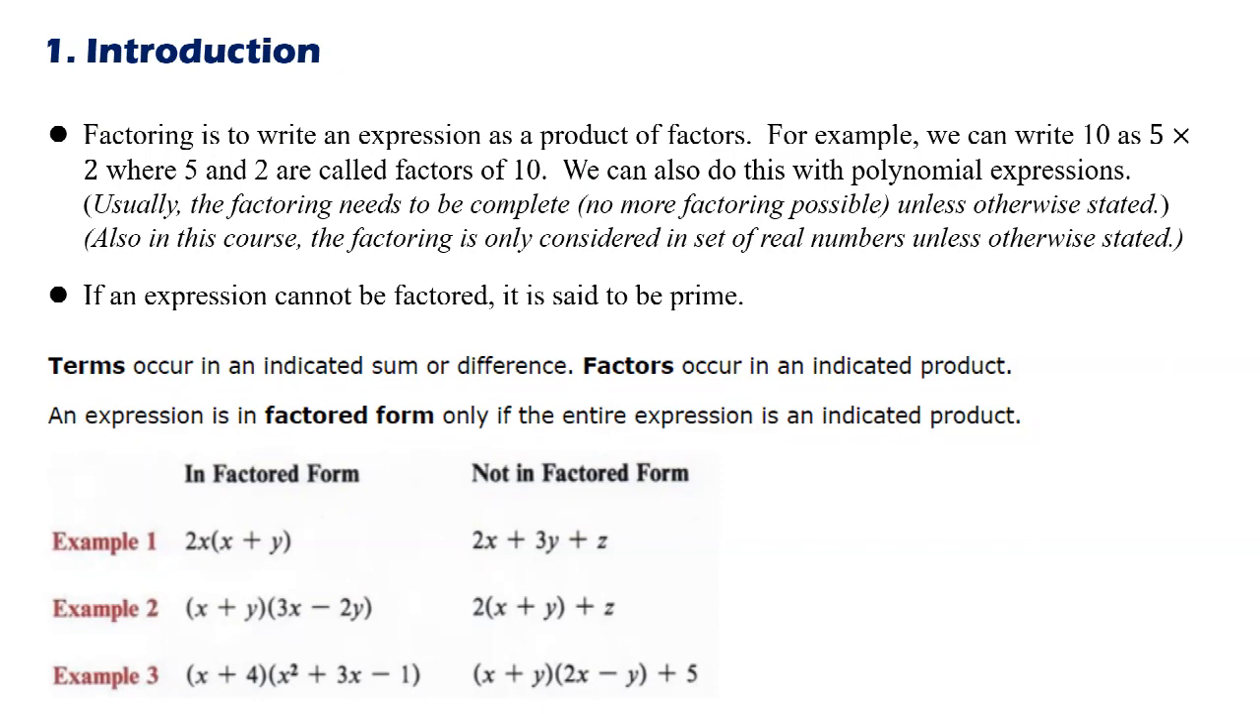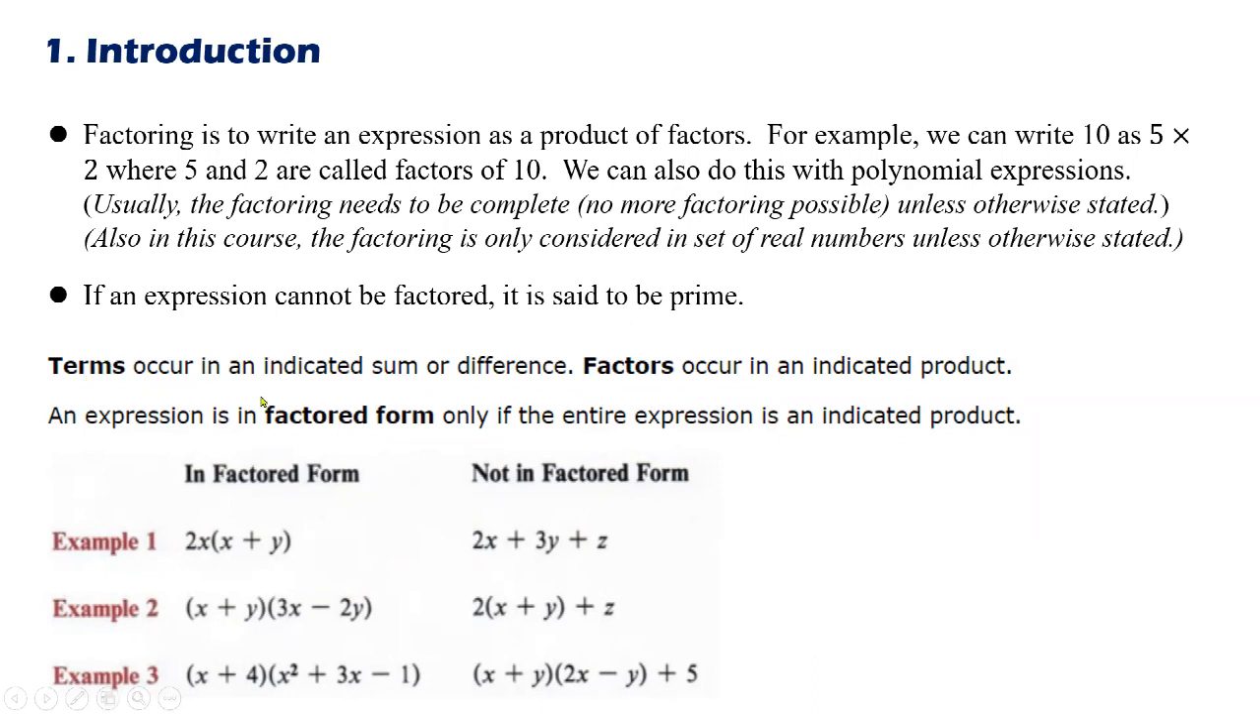We can also do this with polynomial expressions, okay? So usually the factoring needs to be complete. That means no more factoring is possible unless otherwise stated. Also, you should note in this course, the factoring is only considered in the set of real numbers unless otherwise stated. If an expression cannot be factored, it is said to be prime, which means it only has a factor itself and 1, right?